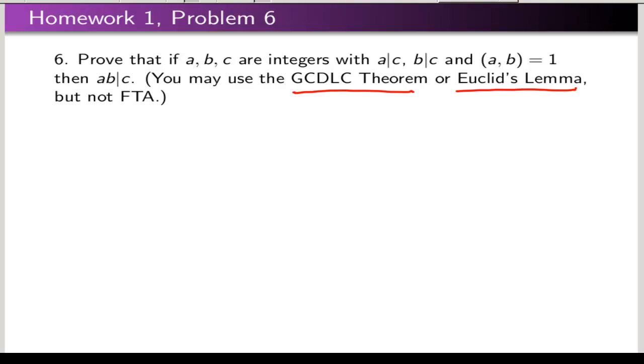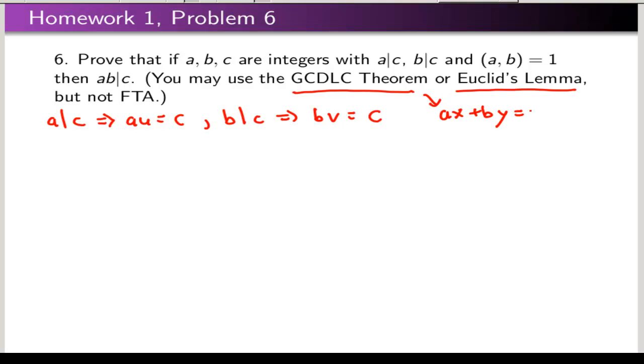Okay, so let's lay out the hypotheses. A is a divisor of C. It means that A times U equals C. B is a divisor of C means B times, say, V equals C. And then gcd(A,B) equaling 1, well, we could use GCD-LC and say AX plus BY equals 1. And of course, I'm just being very terse here. When you write up a formal proof, you'll want to introduce these variables as you go along. But I'm just laying out the ingredients.